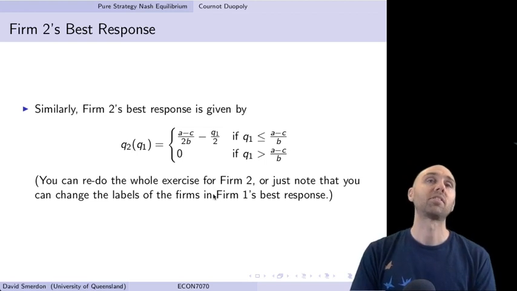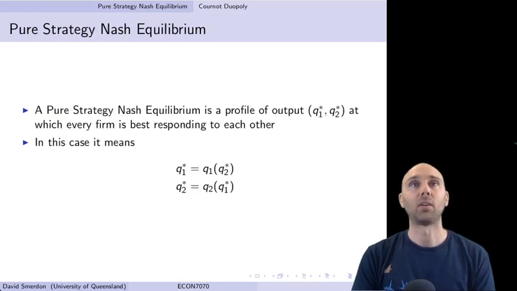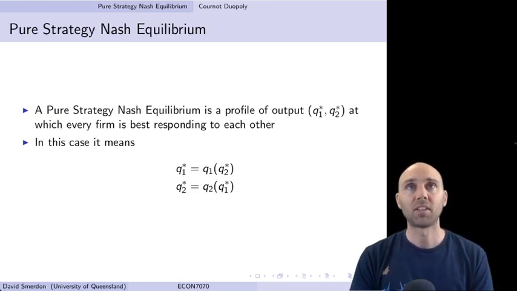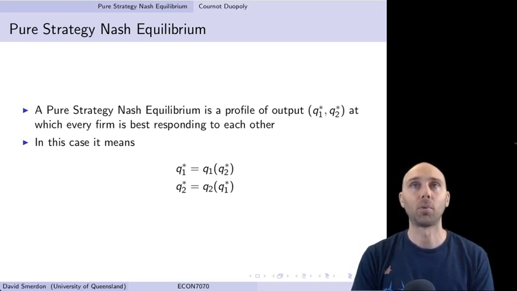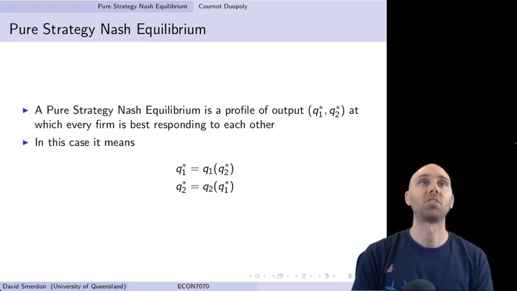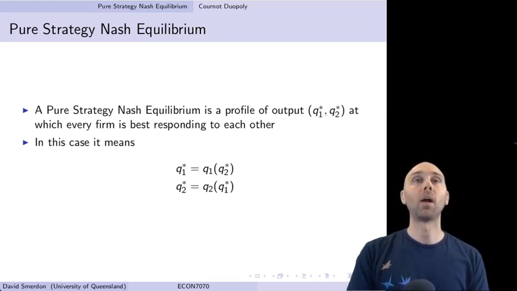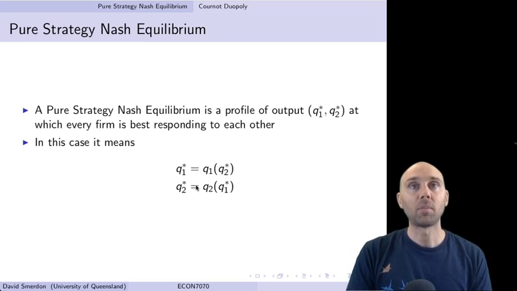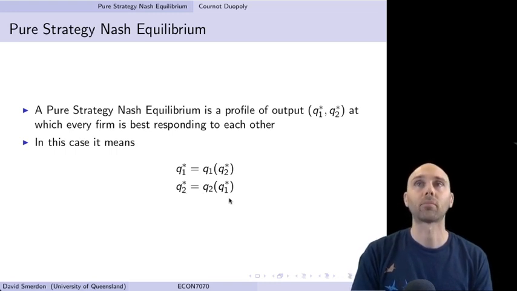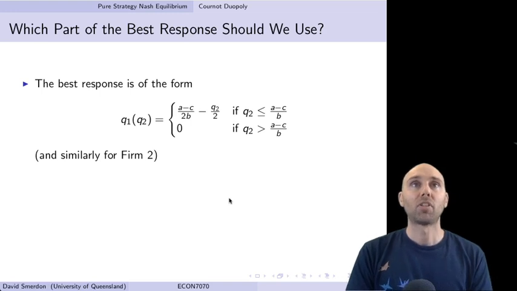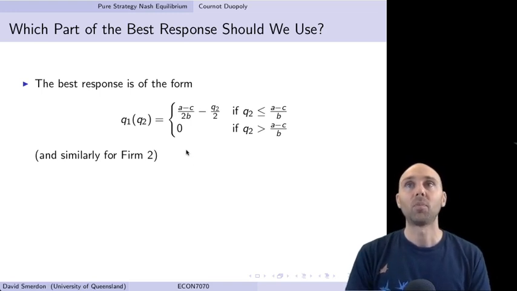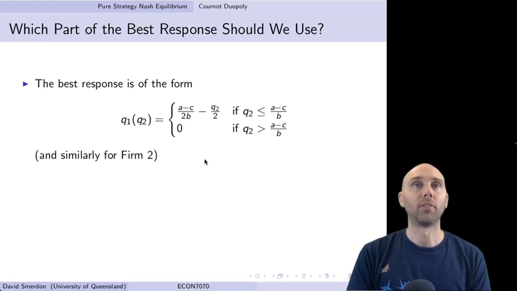So now we're ready to solve for Nash equilibrium. A pure strategy Nash equilibrium is a profile of outputs Q1 and Q2 at which every firm is best responding to each other. That means that Q1's choice must be its best response to Q2's, and Q2's choice must be its best response to Q1. So the best response, as we've seen before, is of this form, and similarly for firm 2.